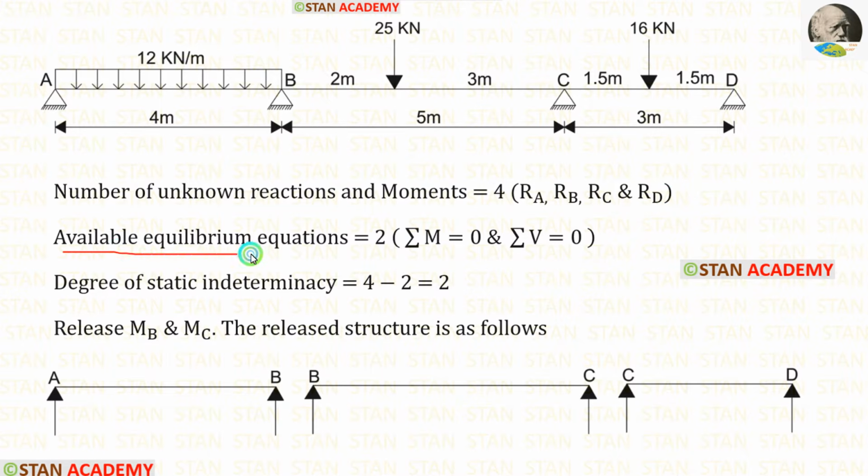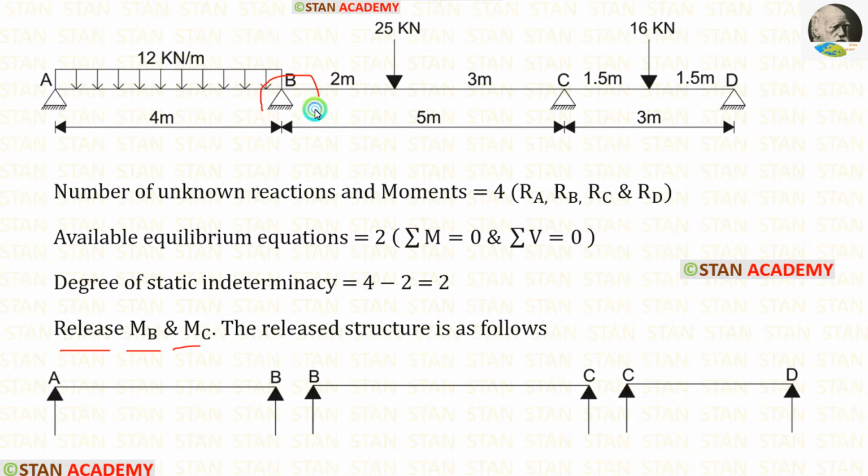The available equilibrium equations are 2: sigma M is equal to 0 and sigma V is equal to 0. The degree of static indeterminacy is equal to 4 minus 2, which gives 2. Let us release MB and MC.